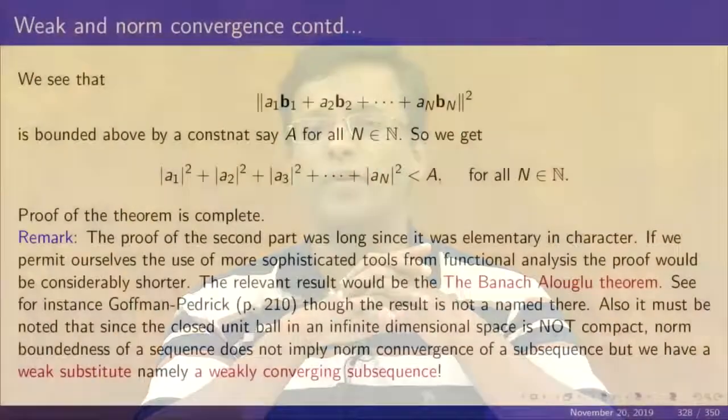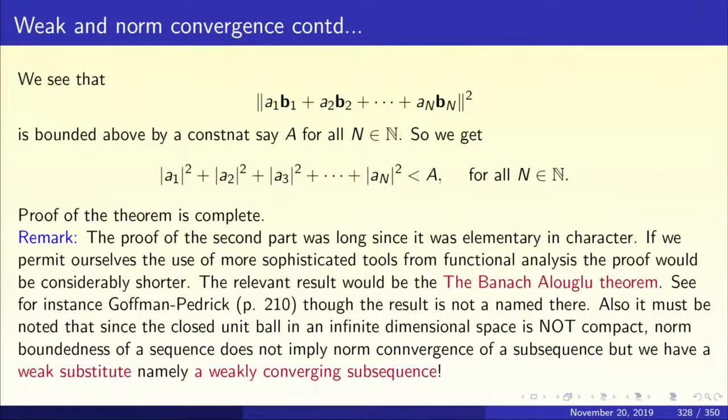Now you see, the proof of this part was very long. The reason why it was very long is because it was elementary. We did not use any high-powered machinery from functional analysis. We tried to prove it from scratch, and we were able to do it because we are in the Hilbert space setting of a separable Hilbert space. If we permit ourselves the use of some sophisticated theorems from functional analysis, the proof will be much shorter. In fact, the proof will be a one-liner.